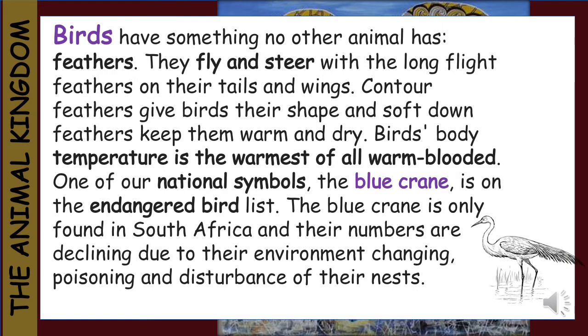Birds. Birds have something no other animal has: feathers. They fly and steer with the long flight feathers on their tails and wings. Contour feathers give birds their shape, and soft down feathers keep the birds dry and warm. Birds' body temperature is the warmest of all warm-blooded animals.